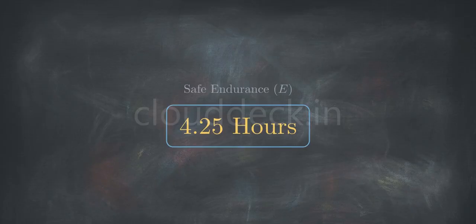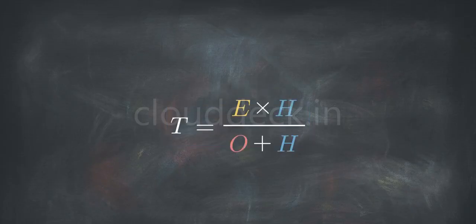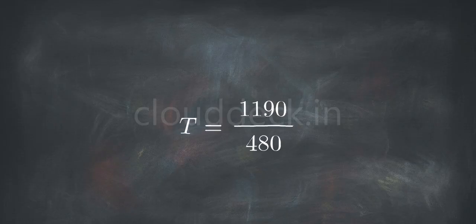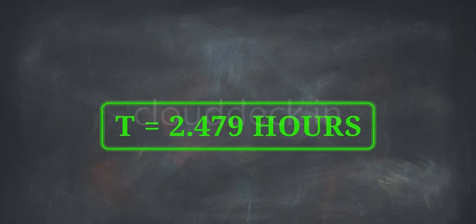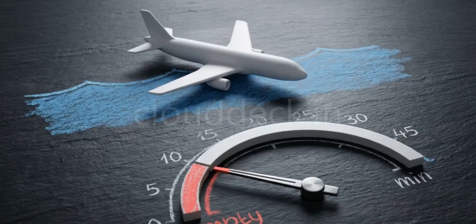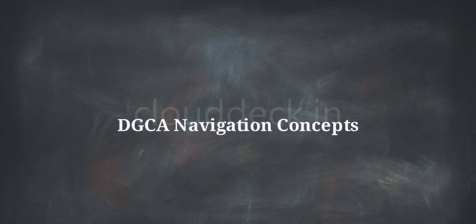First, subtracting the 45-minute reserve from your 5 hours of total fuel gives you 4.25 hours of safe endurance. When applied to the formula, the result is a PSR time of 2.479 hours. While the PET helps you find the nearest runway in an emergency, the PSR defines the absolute physical boundary of your aircraft's fuel endurance. Let's review the rules.